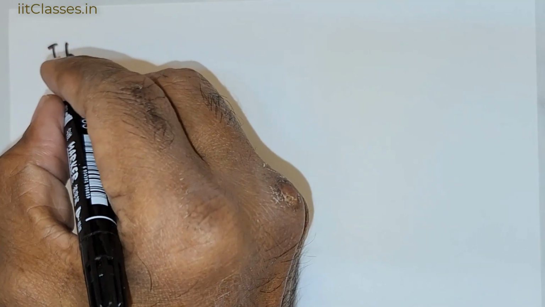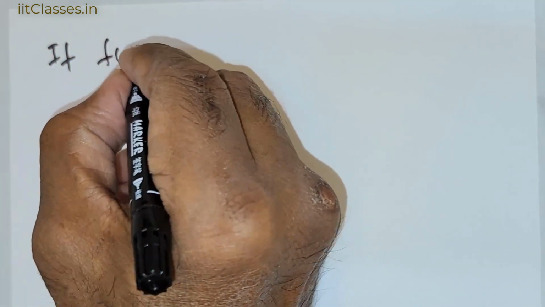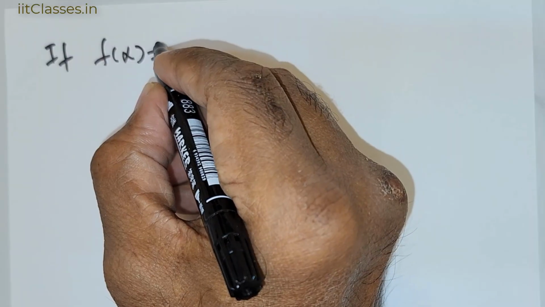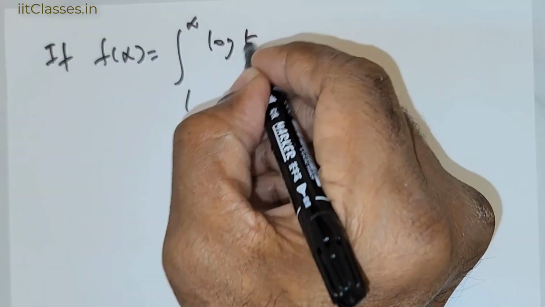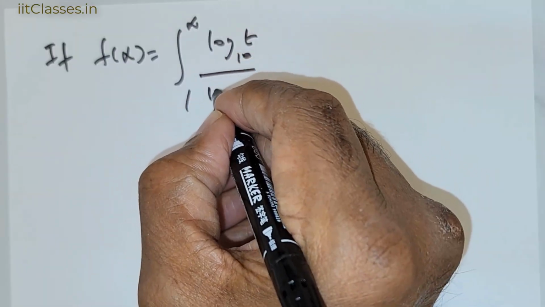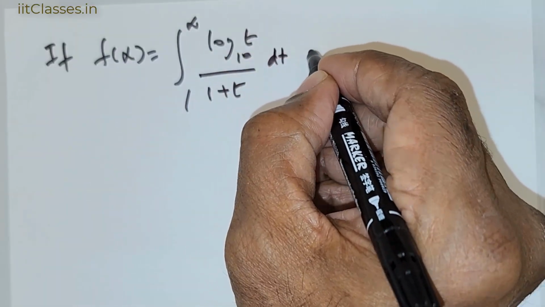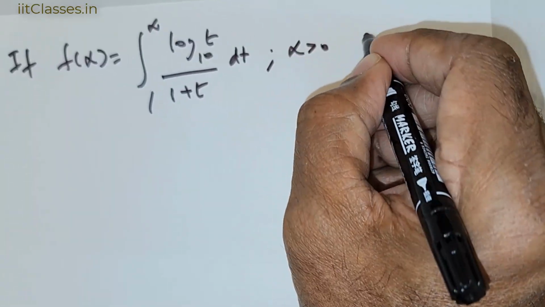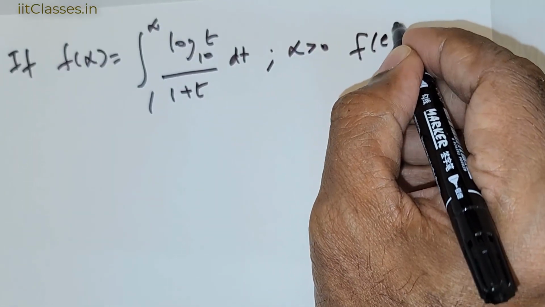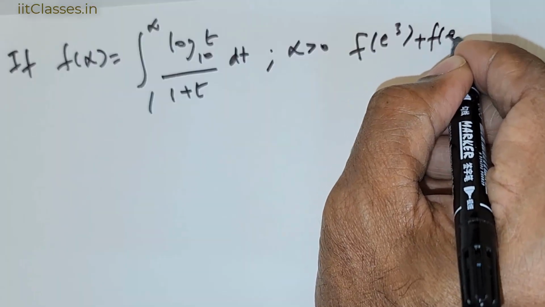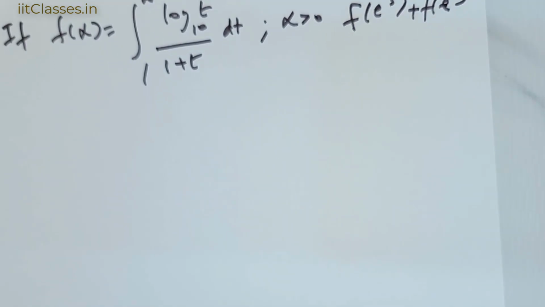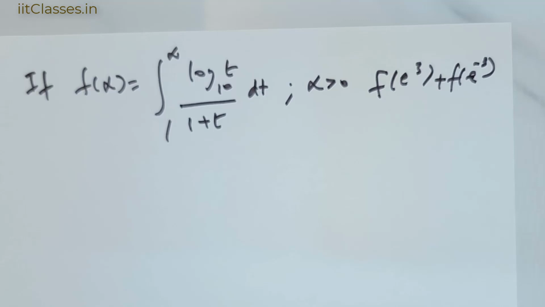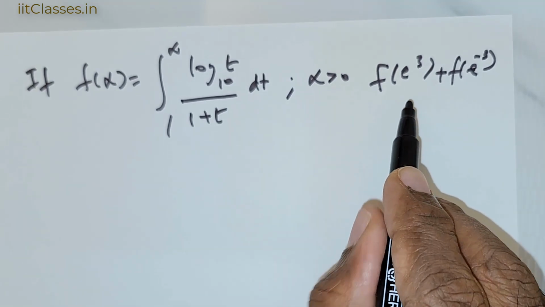Now let's do this next question. If f of alpha is equal to the integral from 1 to alpha of log t to the base 10 over 1 plus t dt, alpha greater than 0, we are expected to find f of e cubed plus f of e raised to the power of negative 3. Okay, so this is an interesting question. I hope you are able to see it. So we have to obtain this.